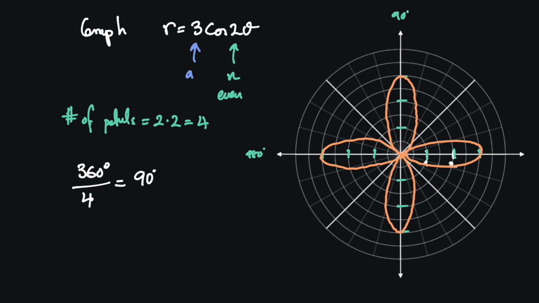So notice that the only change that happens for cosine is that we're going to start here. The rest of the process is pretty much the same thing.